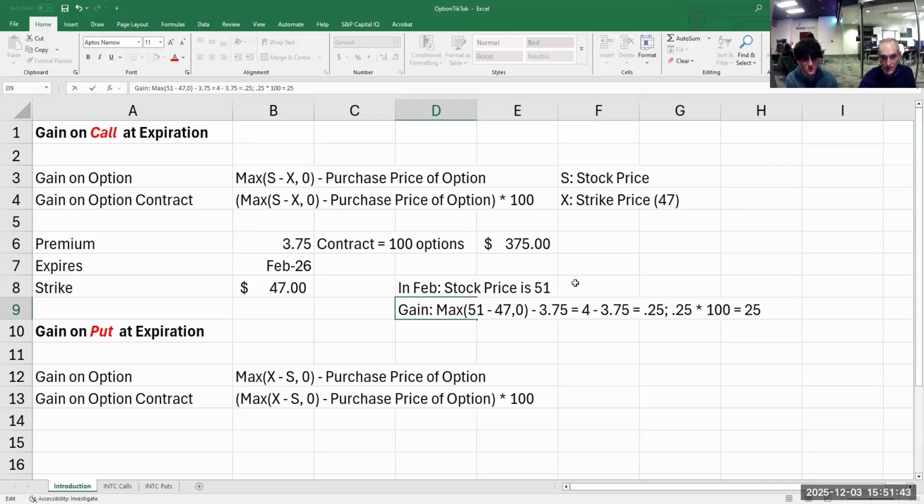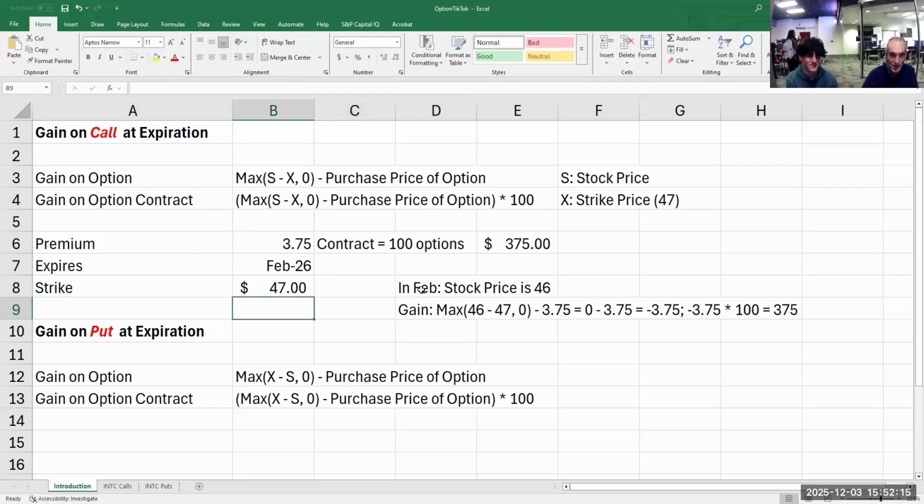You make $25. What if the stock price goes up, but only to 46? Then what do you have? Then your gain is the max of 46 minus 47 and 0. What's higher, -1 or 0? 0. Right? So you have 0 minus 3.75. And how did you do here? You lost $3.75 times 100. You just lost your entire $375. Oh, that's not good. You lost 100%, right?